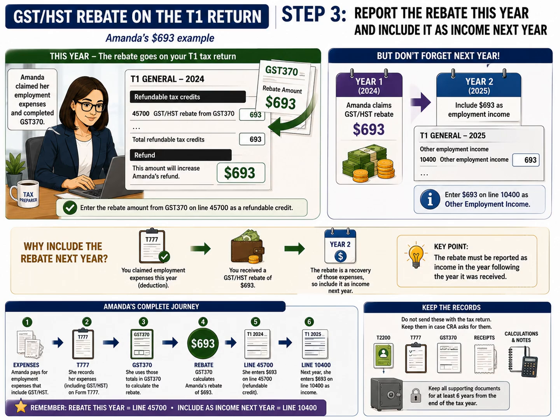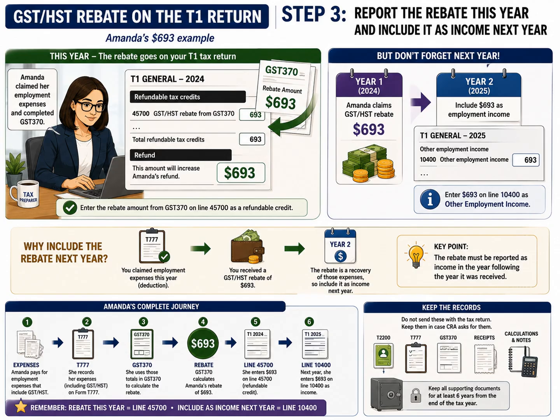next year. Now let's look at the complete journey. Amanda starts with her employment expenses. Those expenses are recorded on T777. The relevant information is then used on GST370 to calculate the rebate. GST370 produces the $693 rebate, which is reported on line 45,700 of the current year's T1 return. Then, in the following year, the $693 is reported on line 10,400 as other employment income.